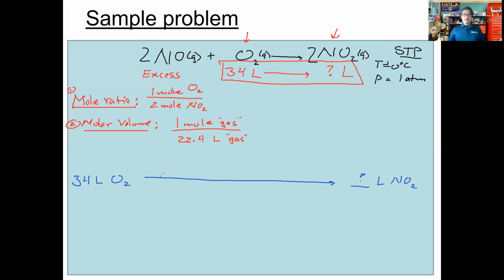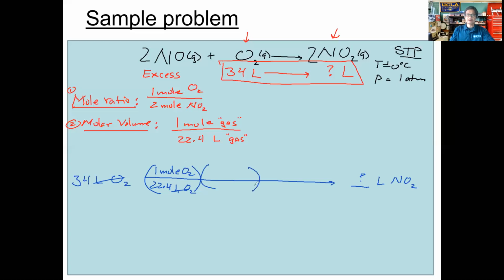We start out, we need a conversion factor that has liters of oxygen. So there it is, our molar volume. How will we plug it in? We'll plug it in as 1 mole, and the gas we're dealing with here first is oxygen, so we don't write the word gas, over 22.4 liters of oxygen. Why do we use this? Because that cancels out. So that's the first conversion factor.